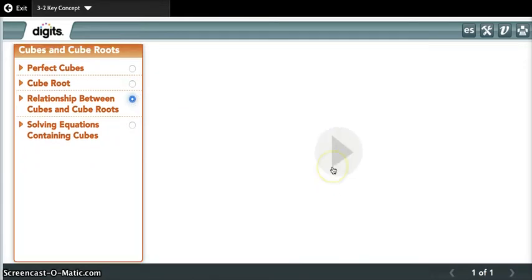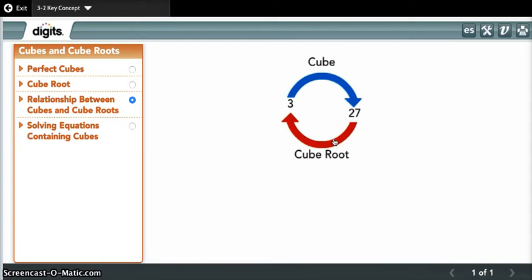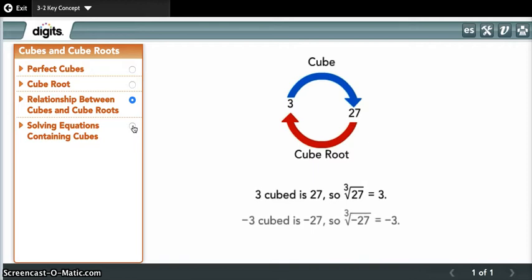Make sure you're taking these notes, and then just like before, we're going to draw this diagram. Cube and cube root are inverse operations. For example, 3 cubed is 27, so the cube root of 27 equals 3. And now, the same is true of negative numbers. Negative 3 cubed is negative 27, so the cube root of negative 27 equals negative 3.